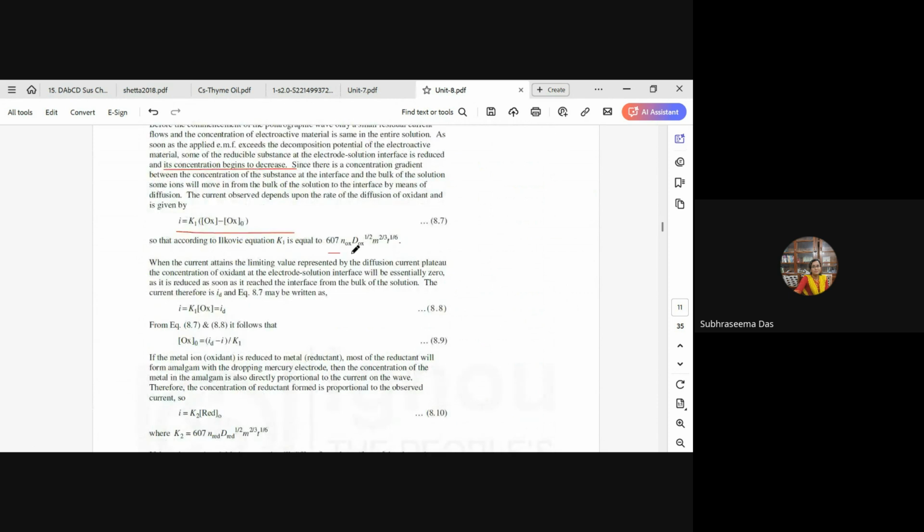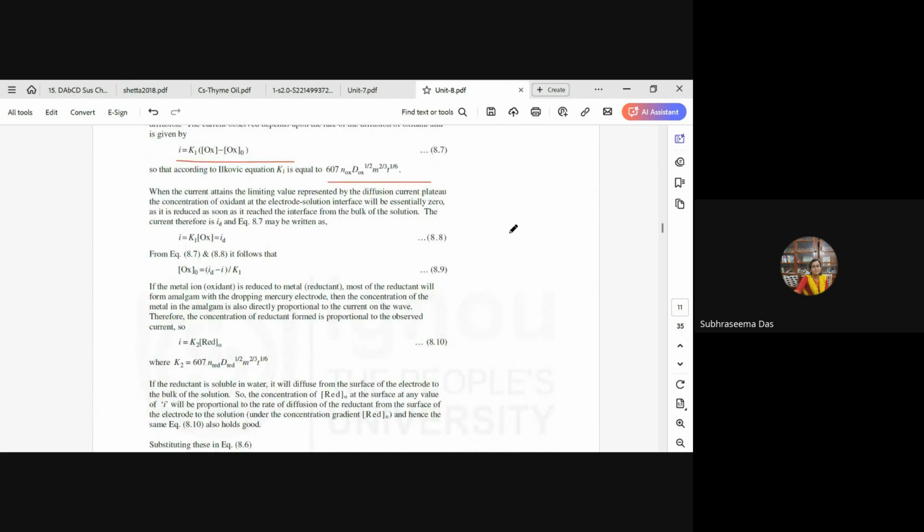So here it is according to here. If we put this value in the Ilkovic equation, we get K1 to be this value. Now when the current attains the limiting value represented by the diffusion current plateau, it becomes zero. The current therefore is ID, and here I is equal to K1 into the concentration of the oxidant, which becomes equal to ID. So combining equations 8.7 and 8.8, we obtain equation 9.